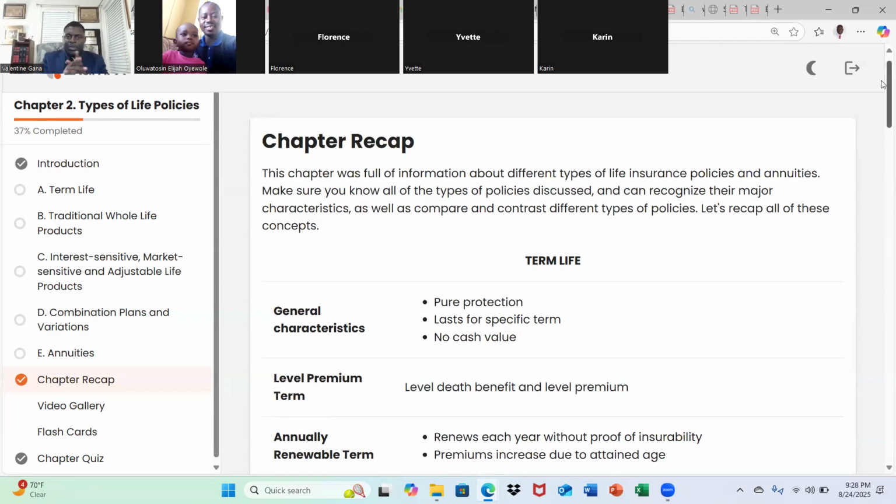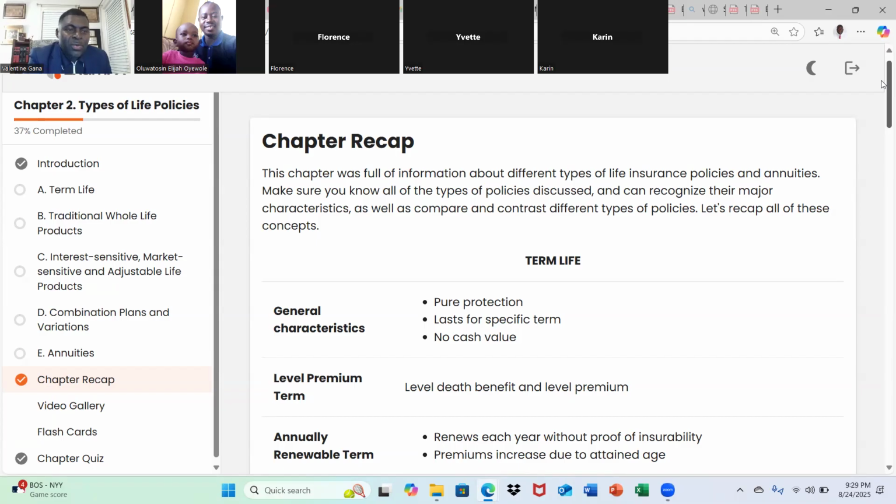Chapter recap. So, term policies. Again, term policies are what they call pure protection. The first thing to notice about term policies is they last only for a specific duration of time. Might be 10 years, 15 years, 20 years, 25 years, 30 years. The maximum a term policy will last is 30 years. After 30 years, it expires. You don't have anything anymore.